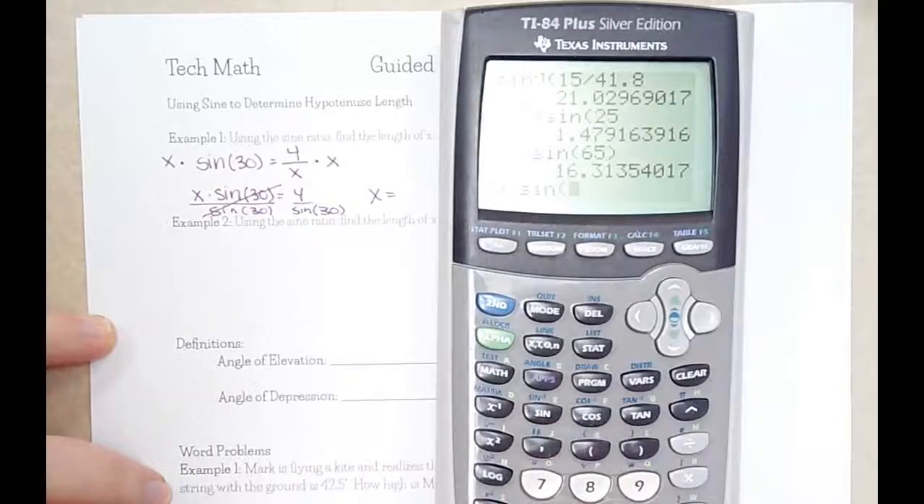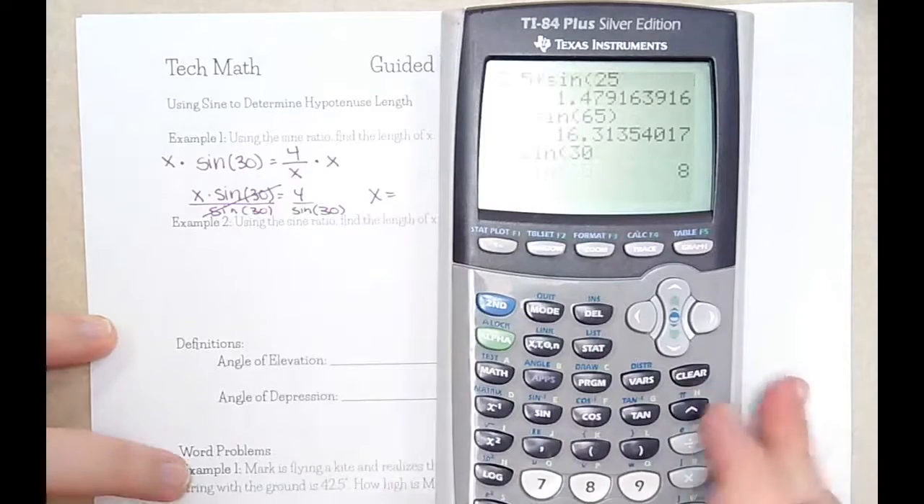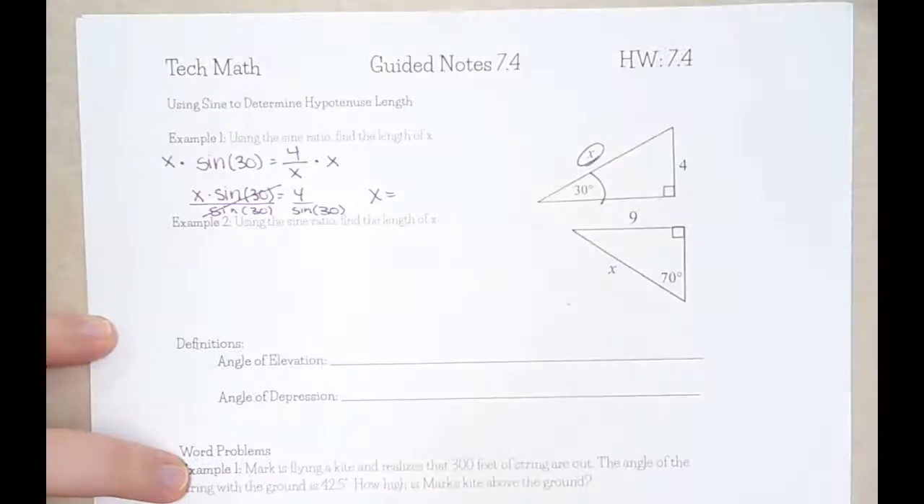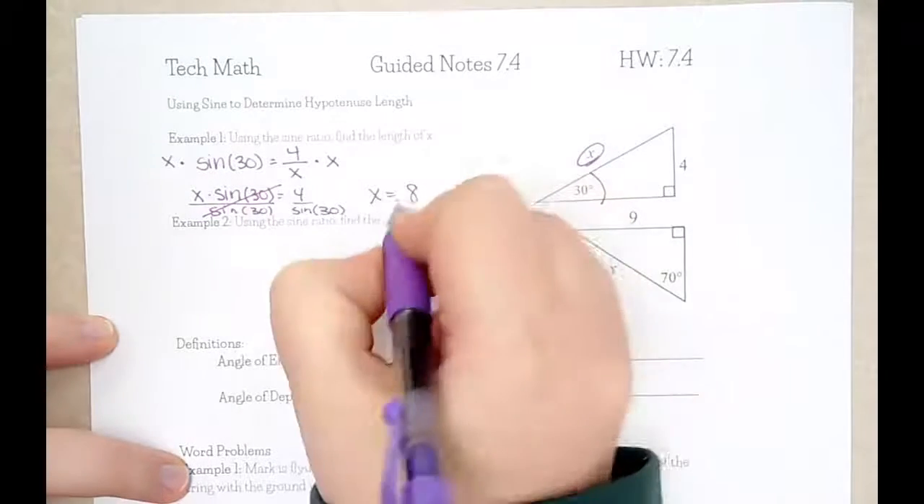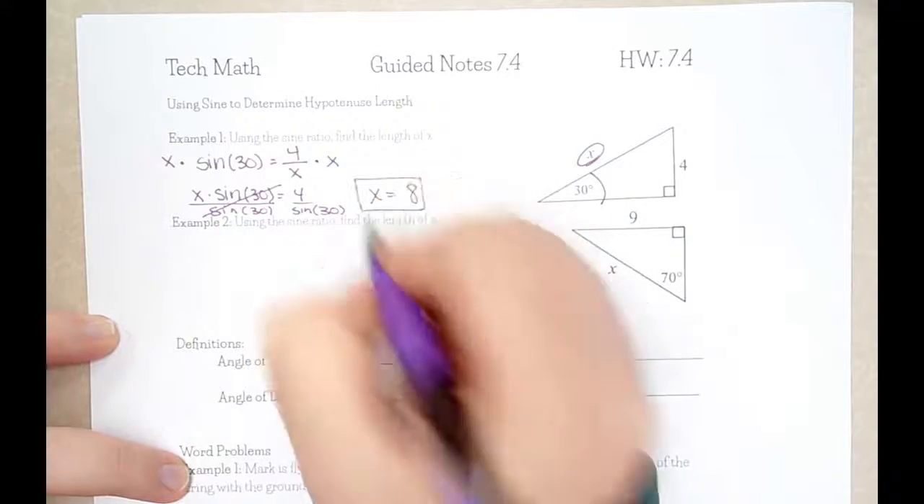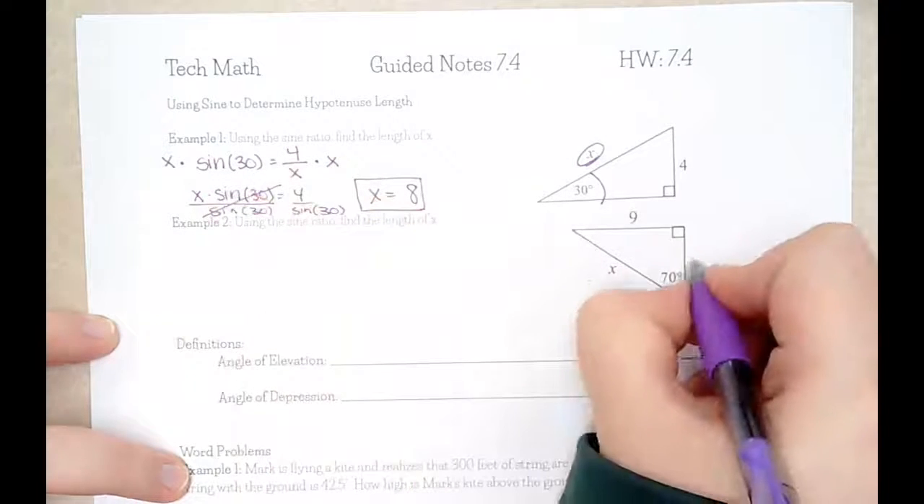When I put that into my calculator, again checking to make sure it's already in degrees, I get x equals 8. And that is perfect. No units needed. Let's see it again.